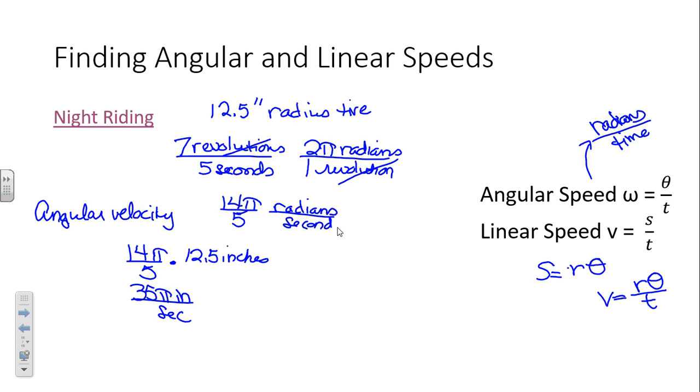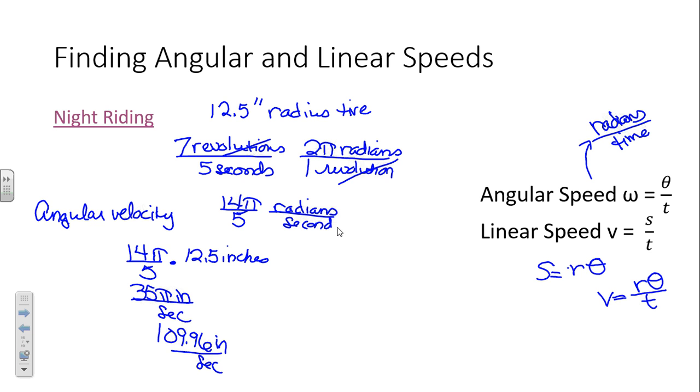Now, does that mean anything to you and me? No. That's a weird number, right? So 35 times pi is roughly 109.96. But still, does that mean anything to us? Can we have a frame of reference for 110 inches per second? No. So this would be an acceptable answer, but let's put it into a frame of reference that we're used to. We're used to measuring speed in what? Miles per hour, okay? We want miles per hour.